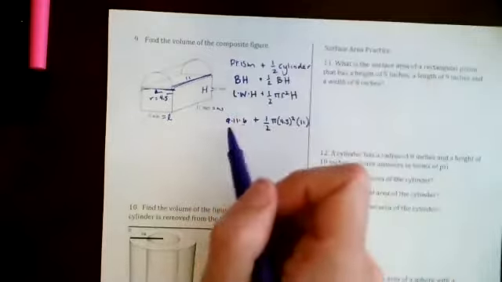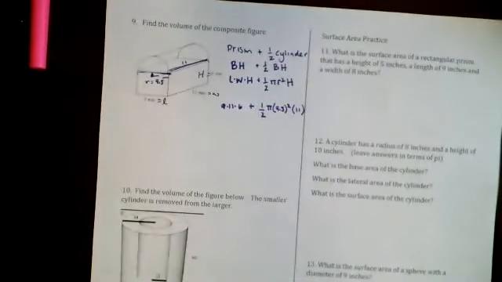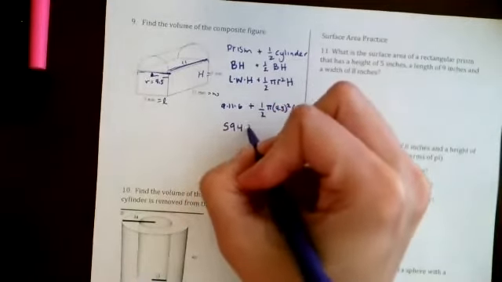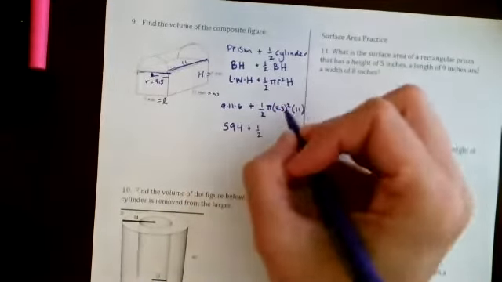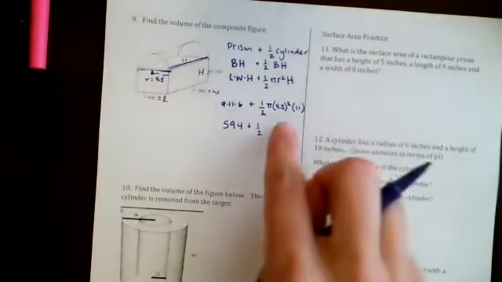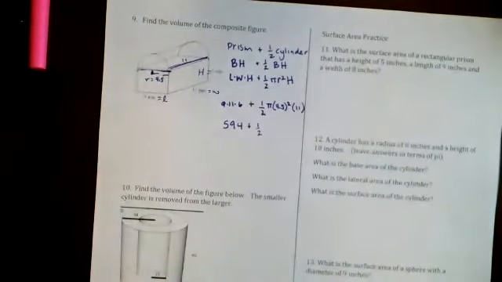Okay, so let me do the prism part first. We're going to do 9 times 11 times 6. We get 594. Over here, we're going to have to raise 4.5 to the second. Multiply that by 11.